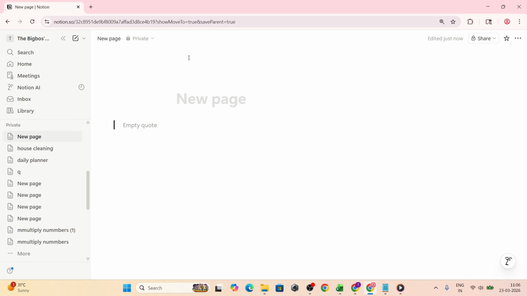And that's it. Ensure you have 2 columns, insert a quote block, lengthen it with Shift plus Enter, position it between your columns, and arrange your content on either side.